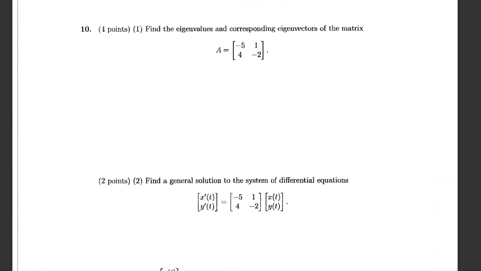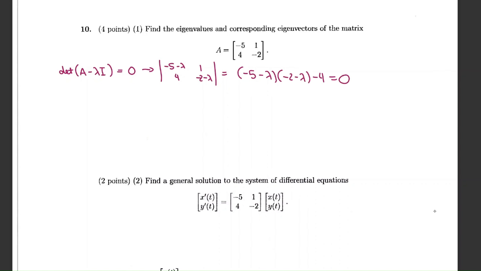Okay, in this problem, we're trying to find the eigenvalues and eigenvectors, so hopefully by now we're more comfortable with this. To find the eigenvalues, I find the lambdas where the determinant of A minus lambda I is equal to 0. That means negative 5 minus lambda, 1, 4, negative 2 minus lambda. Find this determinant, so that I get (negative 5 minus lambda) times (negative 2 minus lambda) minus 4 equals 0.